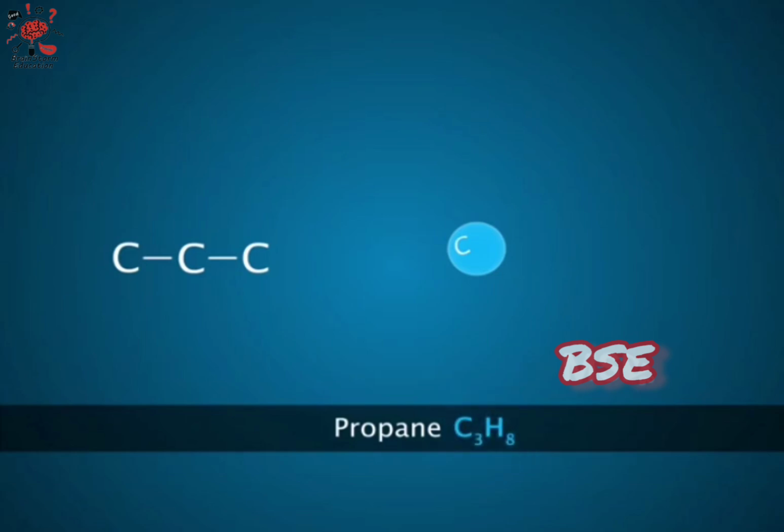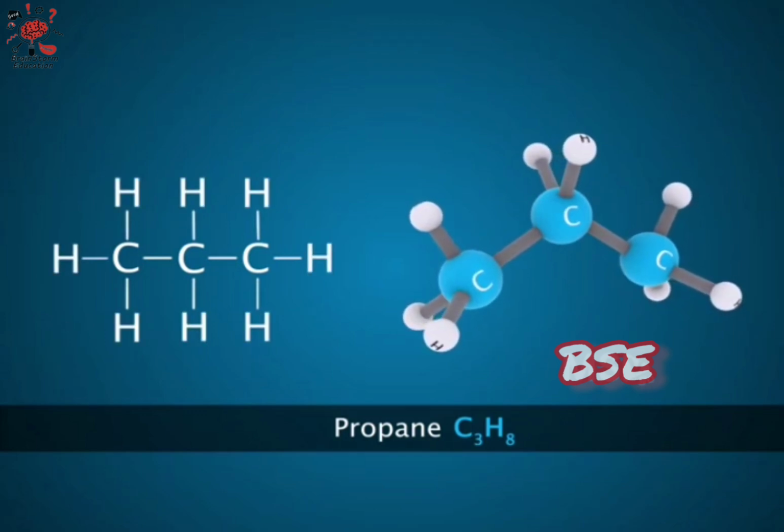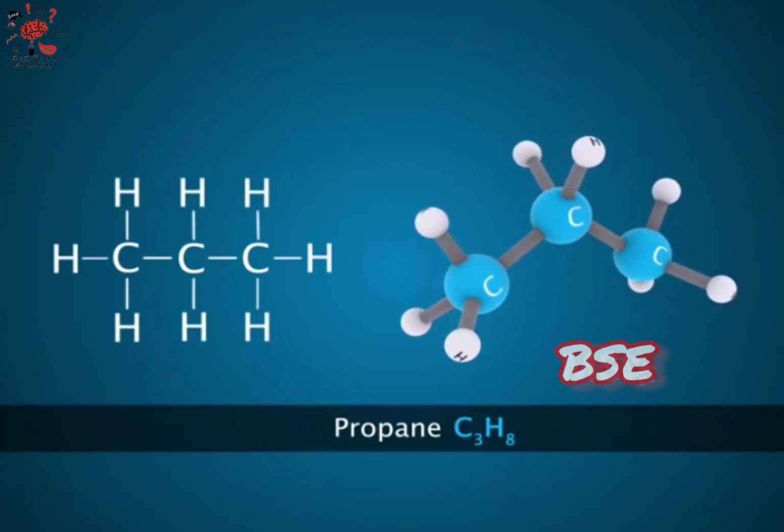C3H8. In order to write the structural formula of propane, we place the 3 carbon atoms in a line and join them with a single covalent bond. Now, by filling up the remaining valences of carbon atoms with 8 hydrogen atoms, we get the straight chain structure of propane.